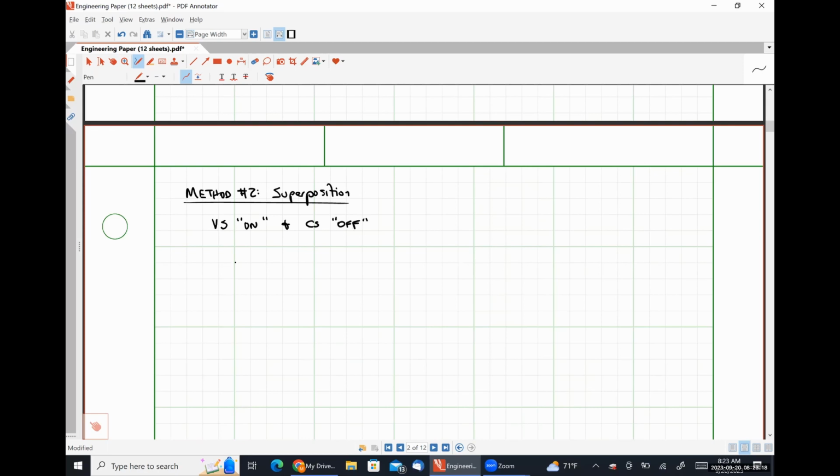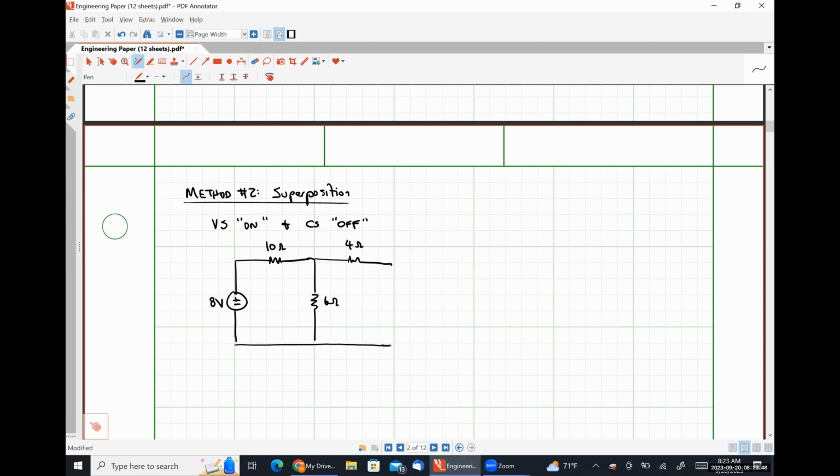So here's my 8-volt source, my 10 ohm resistor, my 6 ohm resistor, my 4 ohm resistor. And now let's talk a little bit about how we turn a current source off.